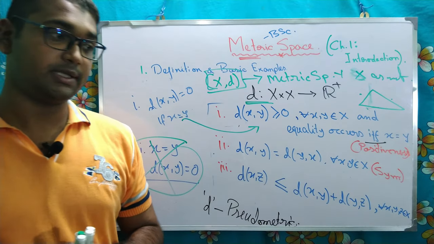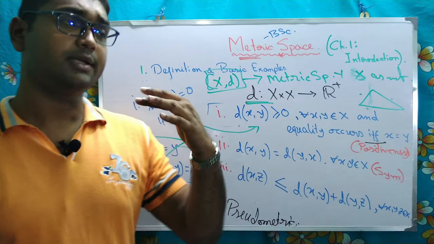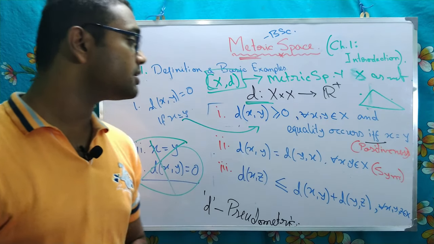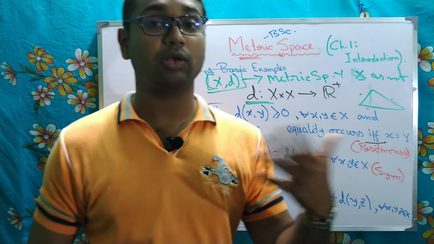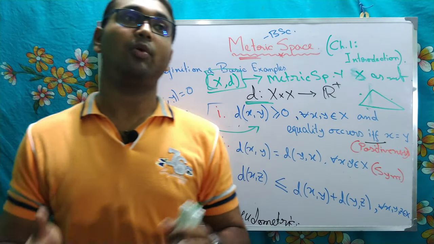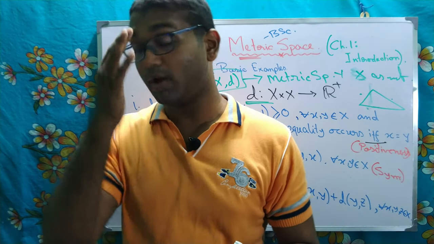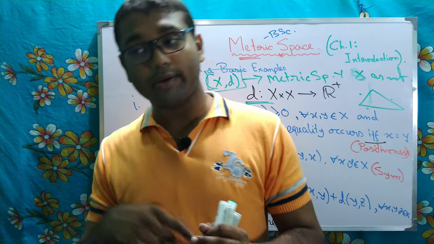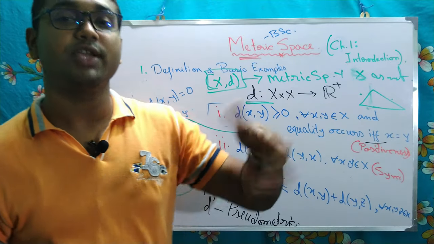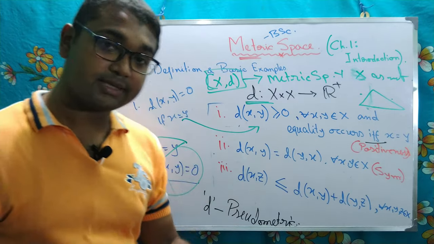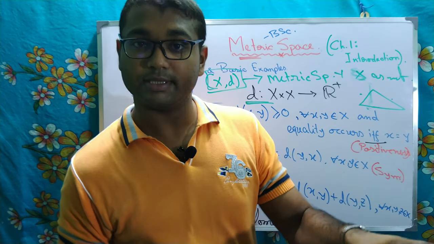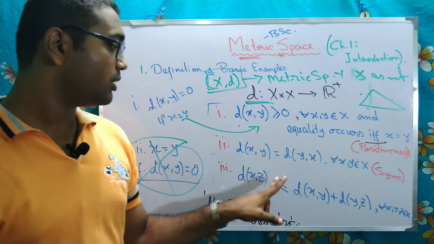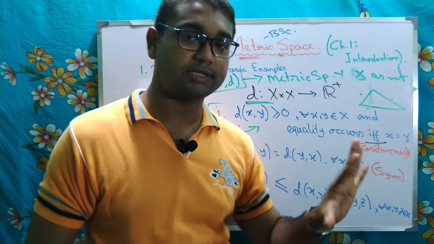A metric vaguely represents a distance, and when distance comes, it must be non-negative. It can be zero, obviously; zero is included in R plus. Here is the first condition: if the points are the same, the distance is zero, and if the distance is zero, then the points are the same. But when it comes to the pseudometric, it changes. If the points are the same, then the distance will be zero, but the distance being zero doesn't always imply that the points are the same. The second condition is the same for both metric and pseudometric.